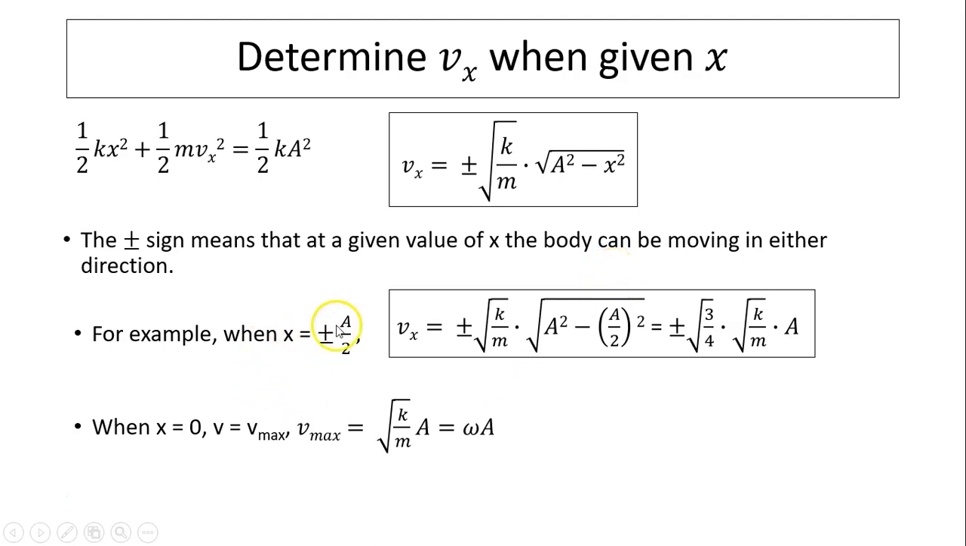For example, when x is positive or negative A over 2, we can find Vx. Vx equals positive or negative the square root of k over m times A squared minus (A over 2) squared. That actually gives us the square root of 3 over 4, positive or negative, times the square root of k over m times A. When x equals 0, we know v equals v max. So what is v max at x equals 0? That is just the square root of k over m times A. The square root of k over m is omega, so that equals omega A. This max means the positive value. The minimum is the negative value.